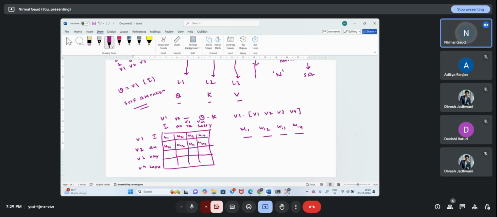So once you got these attention scores, the next step is to scale them. Scaling. For scaling, you have to give this entire matrix and divide it by under root of dk, where d is the dimension, key dimension of key. That is k.